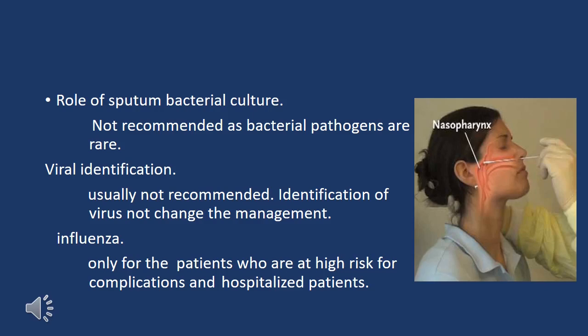Similarly, routine viral identification is usually not recommended for diagnosing acute bronchitis. Identifying the specific virus causing bronchitis does not typically alter the management or treatment plan for the condition. Testing for influenza is advisable for individuals at high risk for complications or hospitalized patients with acute bronchitis.